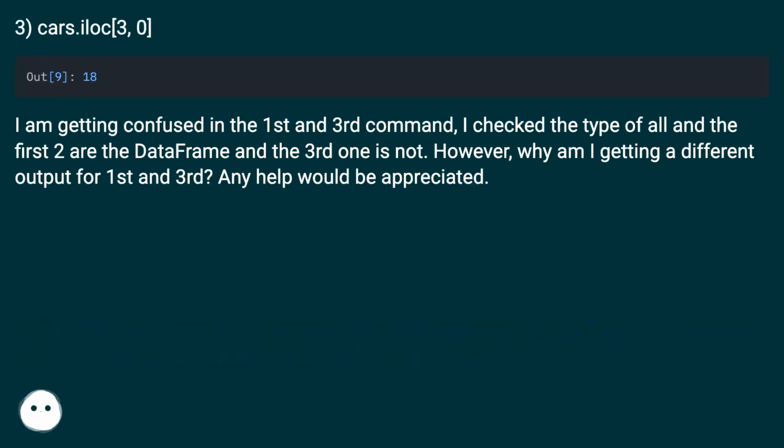3. cars.iloc[3, 0]. I am getting confused in the first and third command. I checked the type of all and the first two are data frames and the third one is not. However, why am I getting a different output for first and third? Any help would be appreciated.